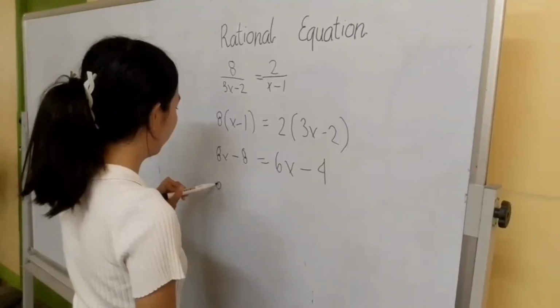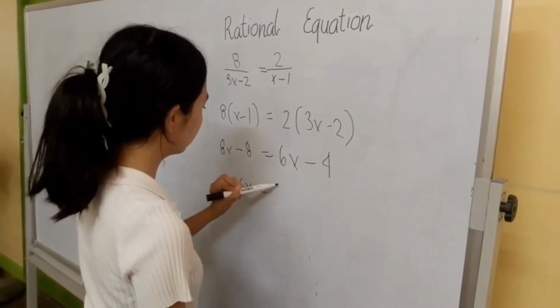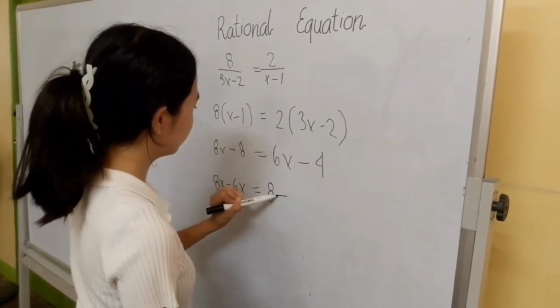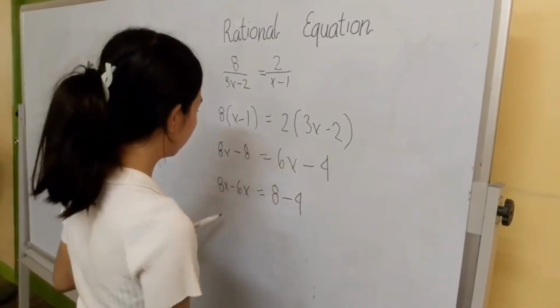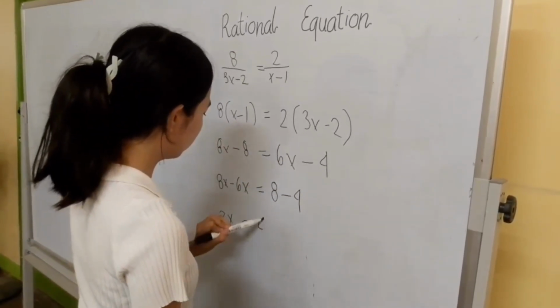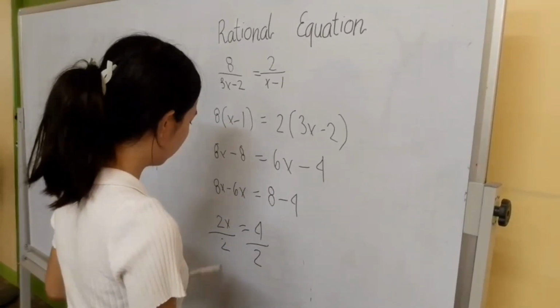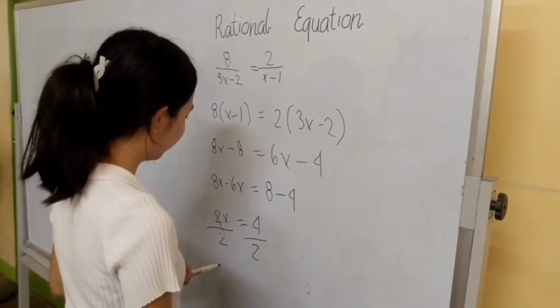Combine like terms. 8x minus 6x is equal to 8 minus 4. 8x minus 6x is 2x. 8 minus 4 is equal to 4. To find x, we need to divide both sides by 2, so the answer is x equals 2.